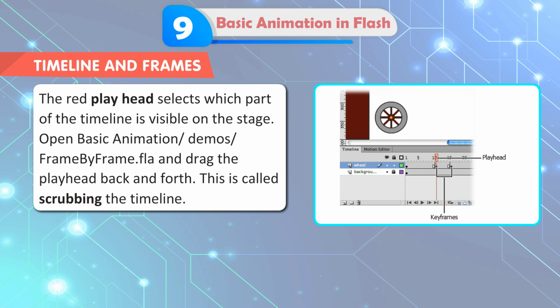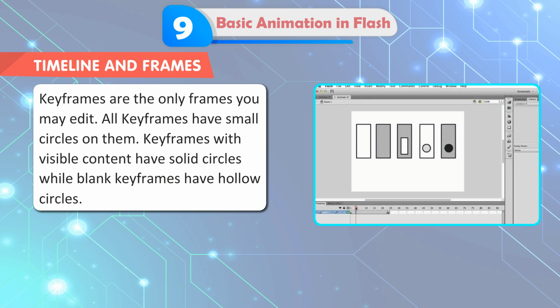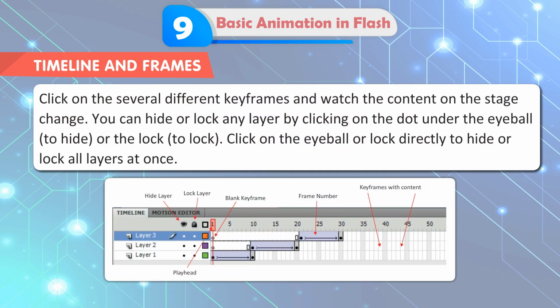Open basic animation demos, frame by frame, in Flash and drag the playhead back and forth. This is called scrubbing the timeline. Keyframes are the only frames you may edit. All keyframes have small circles on them. Keyframes with visible content have solid circles, while blank keyframes have hollow circles. Click on the several different keyframes and watch the content on the stage change.